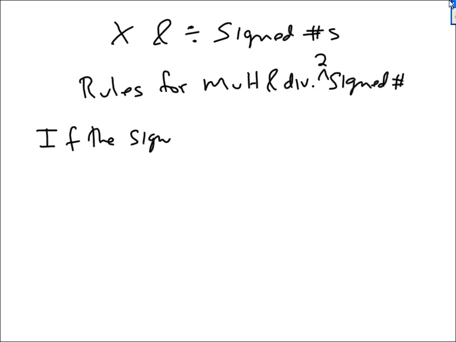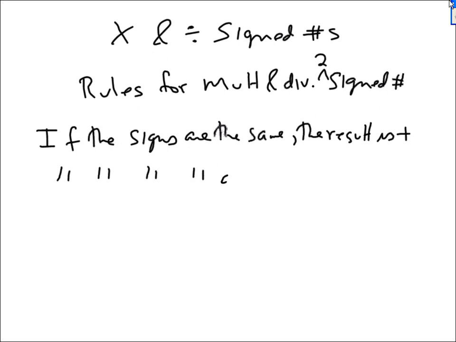If the signs are the same, the resulting sign is positive. How do you get the number? You just multiply. This is how you get the sign. If the signs are the same, the result is positive. We're dividing on this. If the signs are different, then the result is negative.